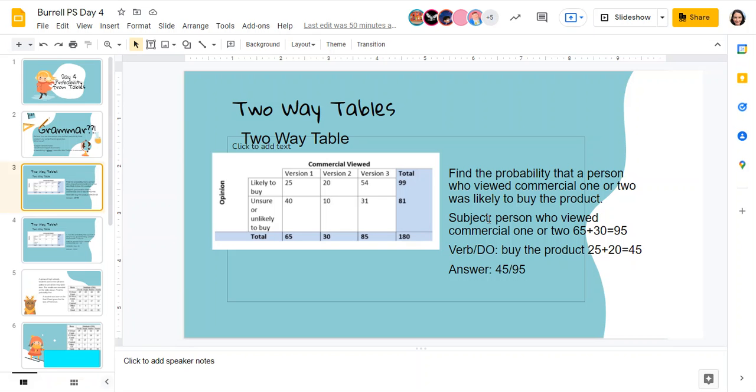It says to find the probability that a person who viewed commercials 1 or 2 was likely to buy the product. And so what you need to do is find out how many people viewed commercial 1 or 2. So looking at commercial 1 or 2, it looks like a total of 95 people viewed the commercials. And then we have to find out how many of those 95 were likely to buy. So I don't care about the 54 people who watched version 3. I only care about the people who watched version 1 and version 2. So from version 1 and version 2, there were 45 people who are likely to buy, and it's 45 out of 95. So do you see how we just look at the table to figure out what part of the population we need? We don't need to talk about everybody here.